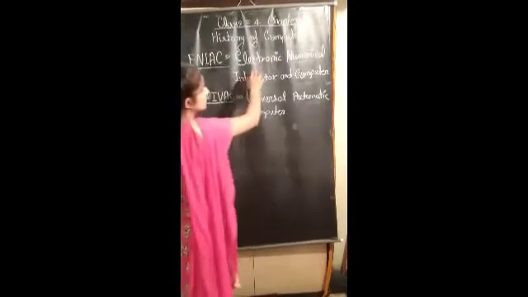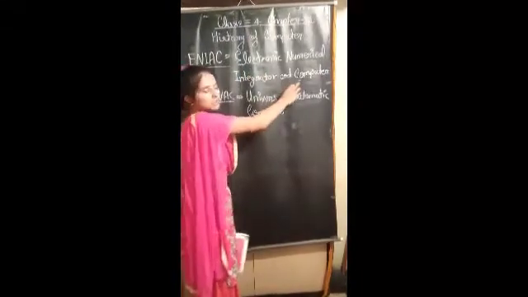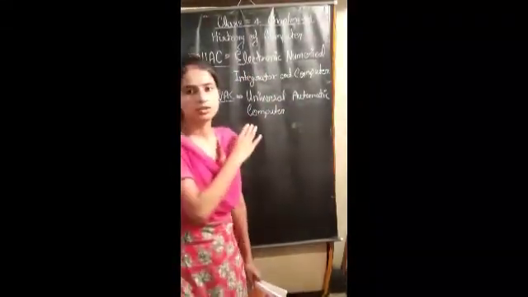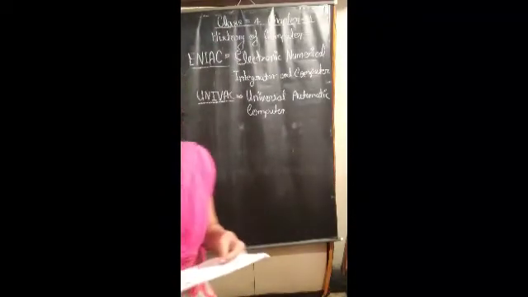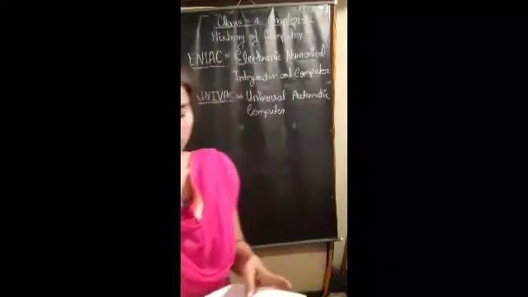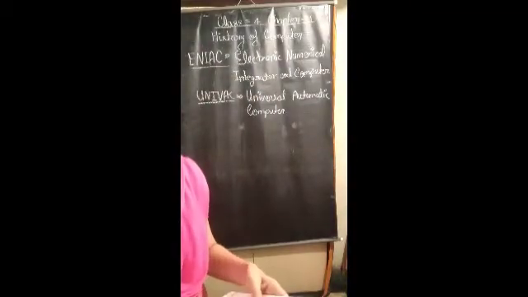ENIAC stands for Electronic Numerical Integrator and Computer. It was the first general-purpose computer. It was built in the US. It was not a stored-program computer. It was somewhat similar to earlier computers but was considerably larger and more flexible.